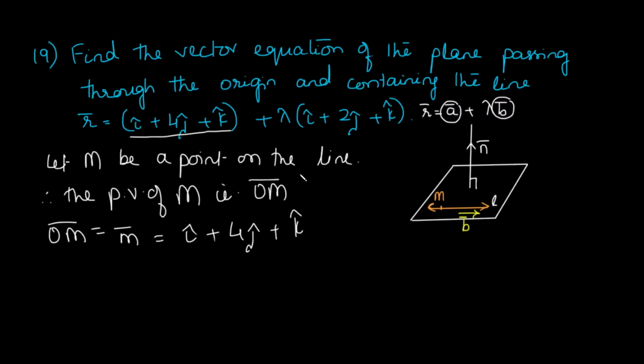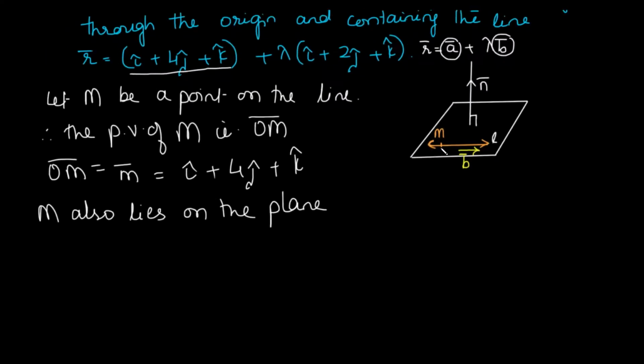Now M is a point on the line. Since the line is contained by the plane, we say that M also lies on the plane. We keep this in mind. Therefore, OM is parallel to the plane. Suppose the origin lies somewhere here, anywhere it can lie. Then OM is a vector which is parallel to the plane.